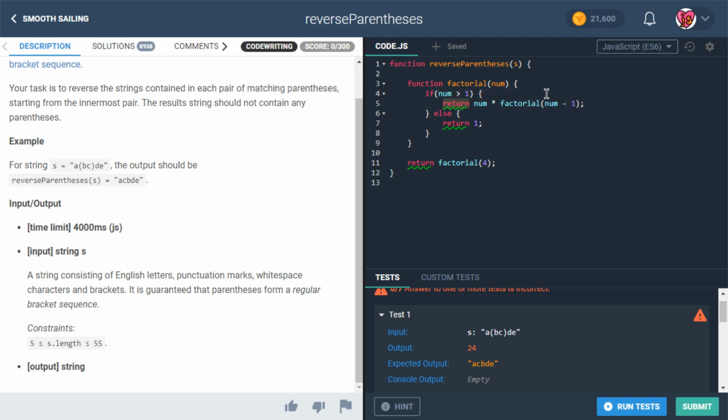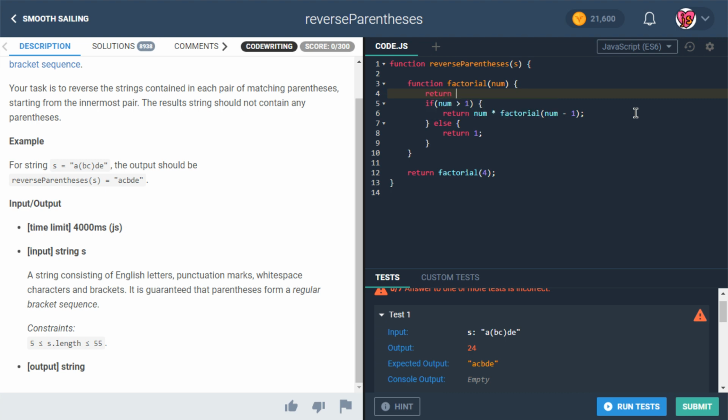The other thing is we're returning this in this case, and we're returning this in this case. So we could actually just say something like return num is greater than 1. We'll use a ternary operator. And if it is greater than 1, we'll do num times factorial of num minus 1. And otherwise, we'll return 1. So basically, it doesn't need to be any more complicated than this. So that's kind of cool.